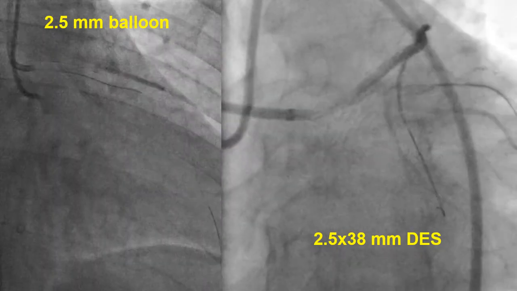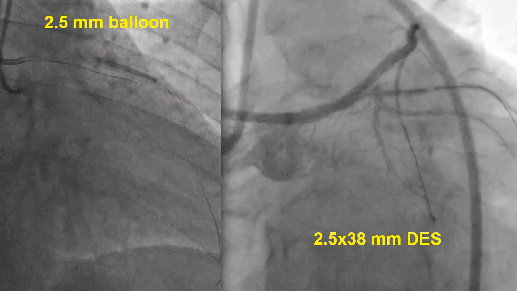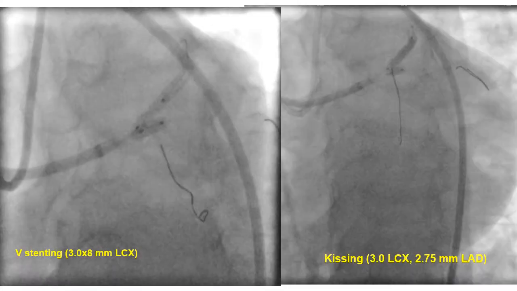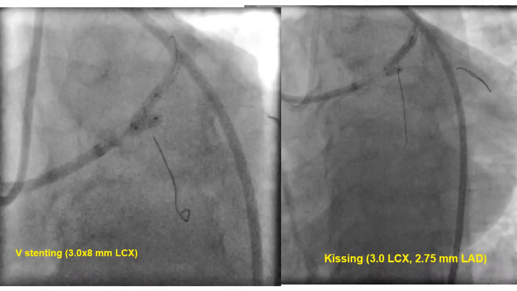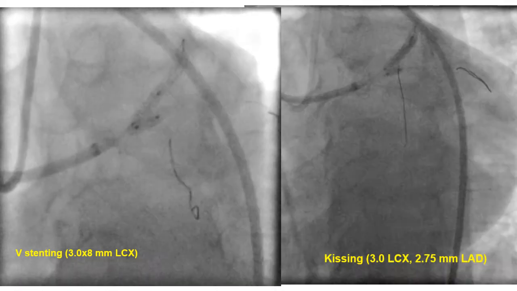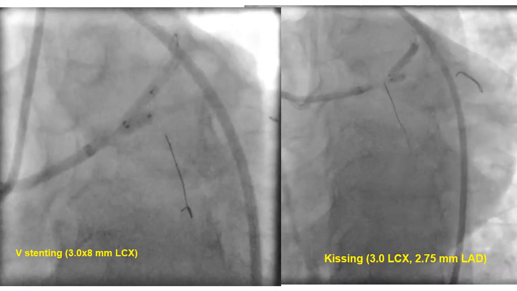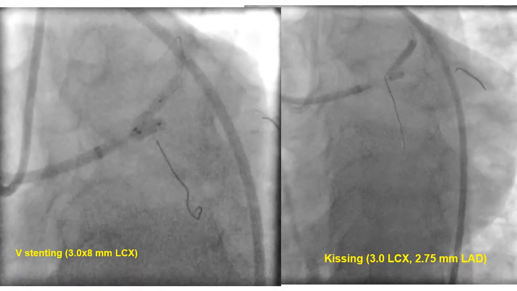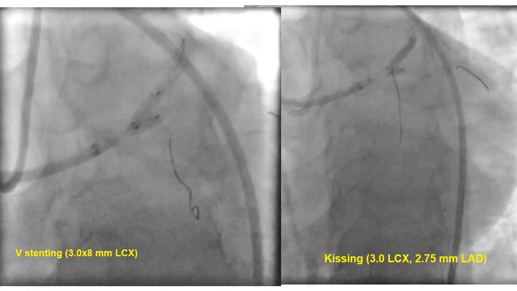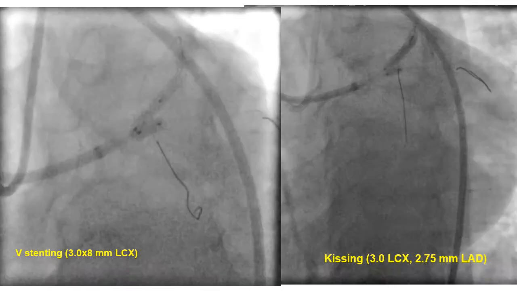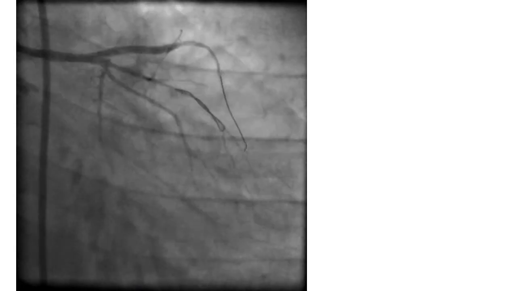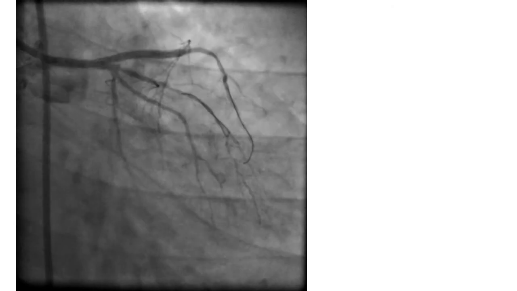But unfortunately, that led to pinching of the circumflex ostium. So we decided to proceed with V-stenting. We placed a 3.0 by 8 mm stent in the circumflex with a jailing balloon in the LAD. Then we performed final kissing with the 3.0 by 27 balloon in the circumflex and LAD. And this was the final result with the wire in place, which is pretty good.